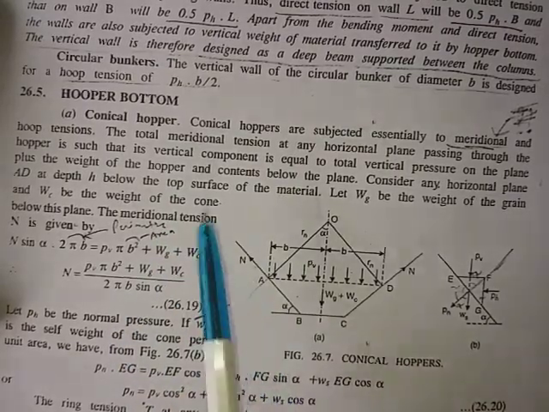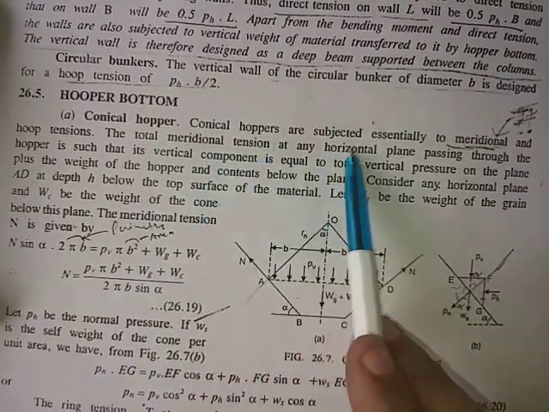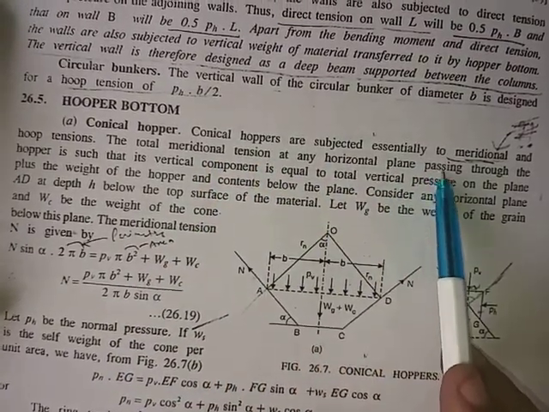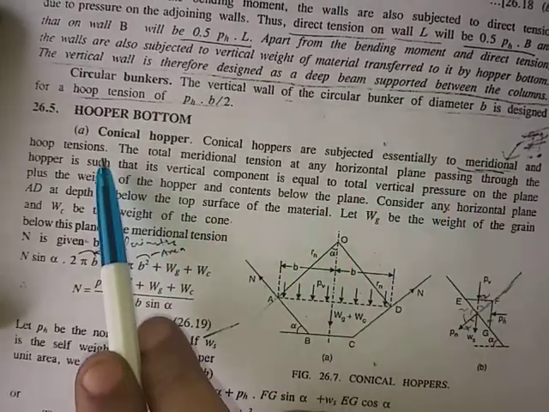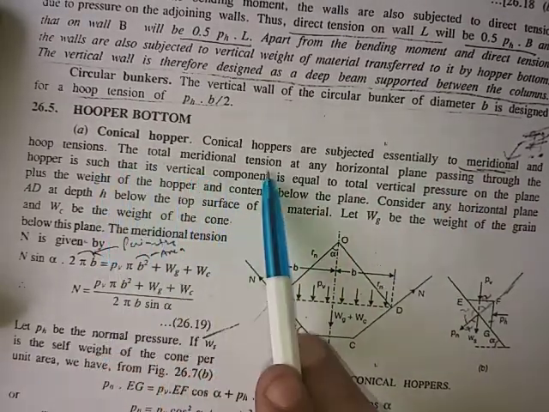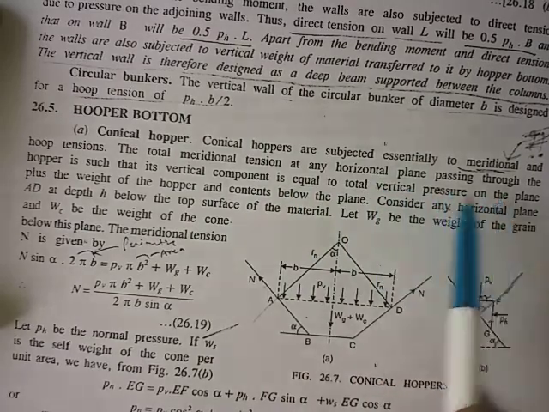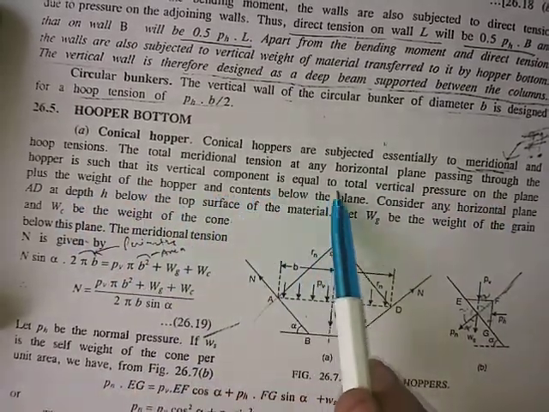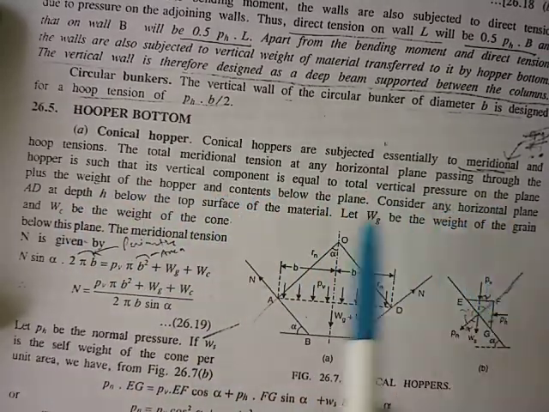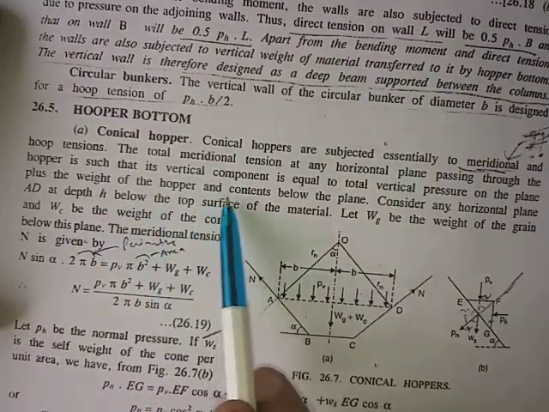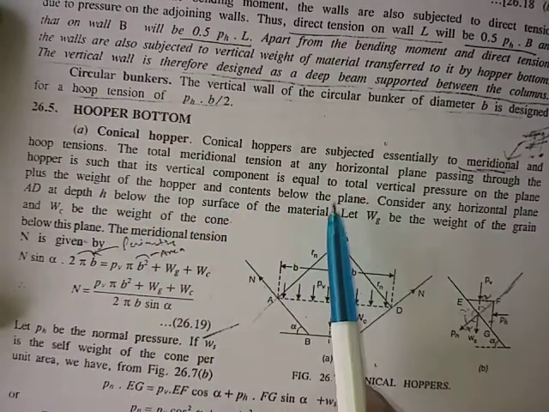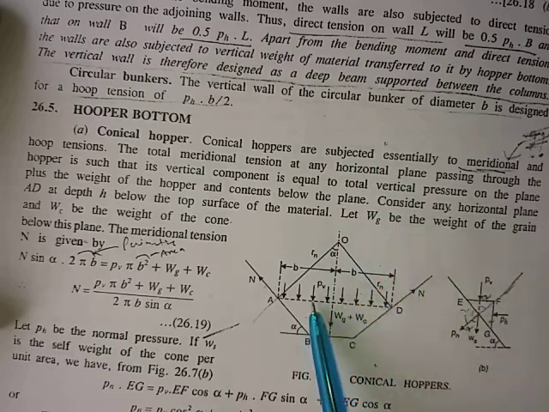If it is a conical hopper bottom, then the conical hoppers are subjected essentially to two forces. One is the meridional and the other one is the hoop tension. The total meridional tension at any horizontal plane passing through the hopper is such that its vertical component is equal to the total vertical pressure on the plane plus the weight of the hopper and the contents below the plane. So an appropriate plane has to be selected.